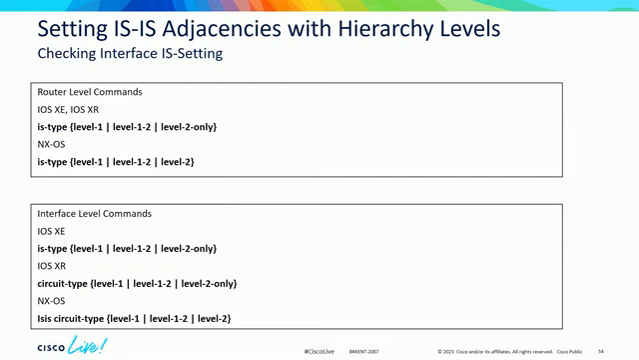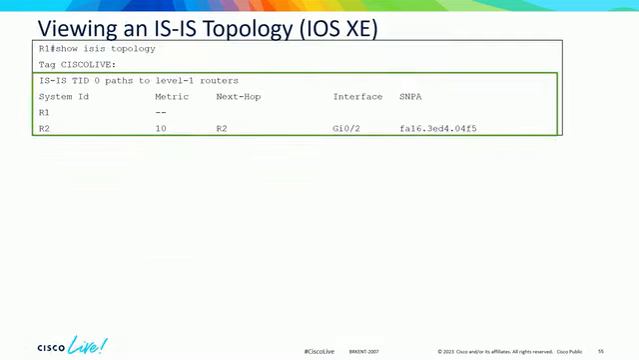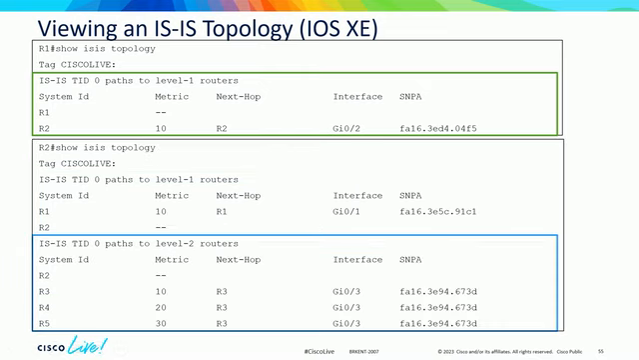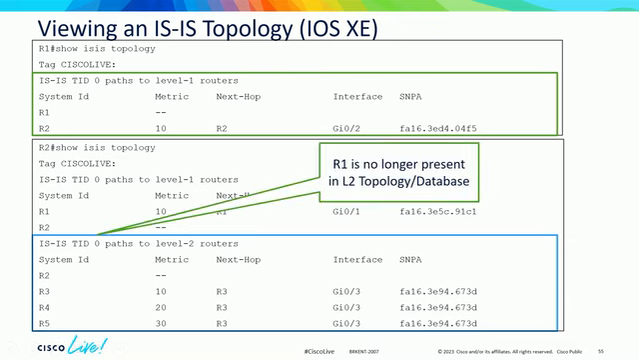That makes sense? Sorry, I got it out of order a little bit. All right, so if we view the topology from R1, it's a lot smaller. And then if we look at R2, we'll see that R2 has both a level 1 and a level 2 topology, which is expected based off of what we've done with the configuration. So R1's basically not going to be present in the L2 topology database because it doesn't exist, because we changed that connection.